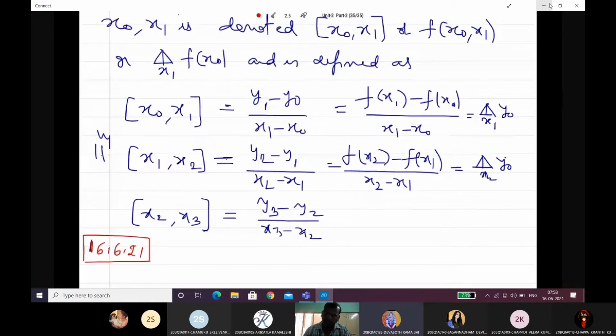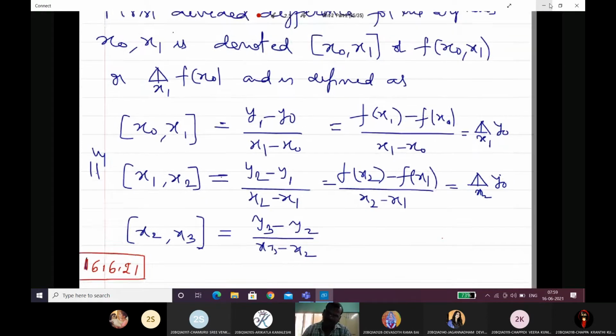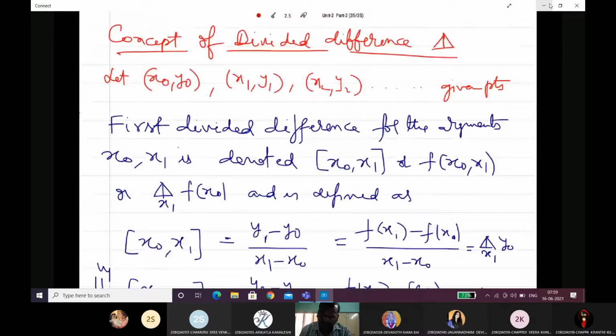Good morning, sir. Today we are discussing the concept of divided differences. Yesterday, we defined this as follows. Let x0, y0, x1, y1, x2, y2, etc. be the given points. Now, the first divided difference for the arguments x0 and x1 is denoted by the bracket notation f[x0, x1]. That is the notation that we have used for divided difference.